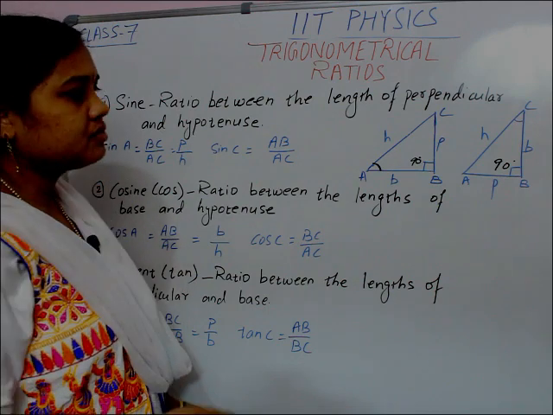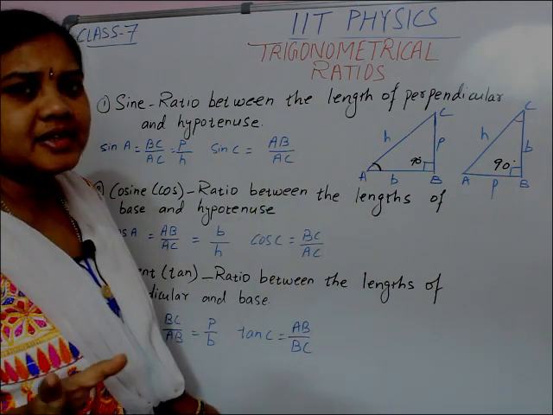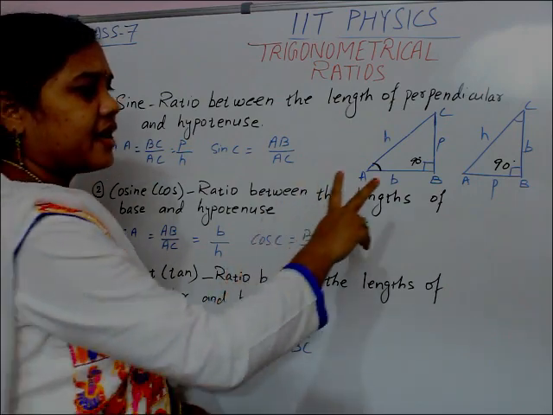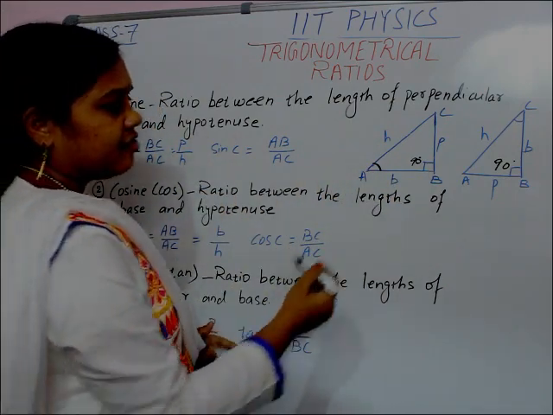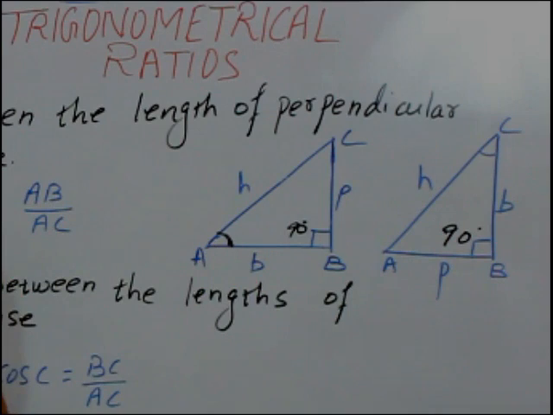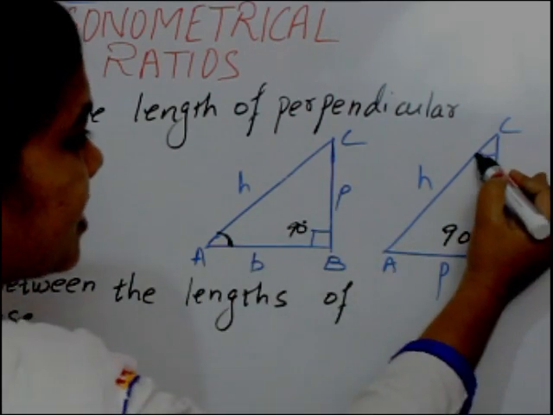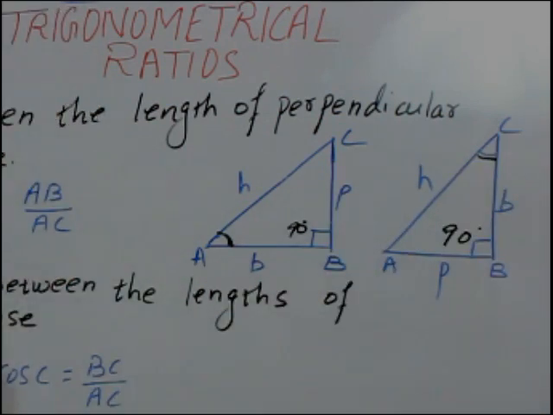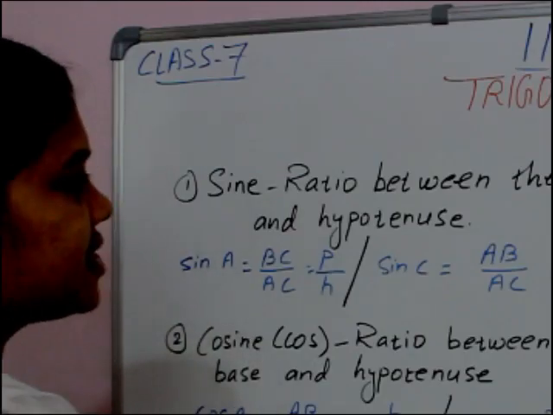Clear? That's why for clear explanation I took two triangles. In one triangle I consider angle A as angle of reference, in another triangle I consider angle C as angle of reference. Just like that, I gave values for both. Okay, so now let's start.